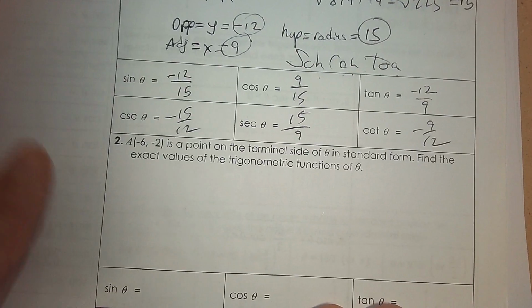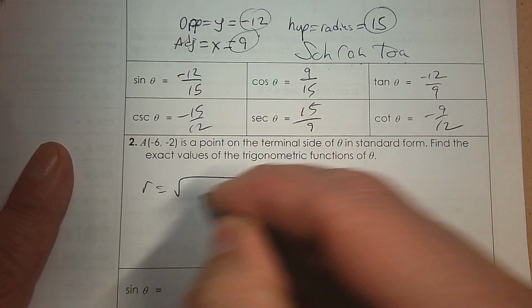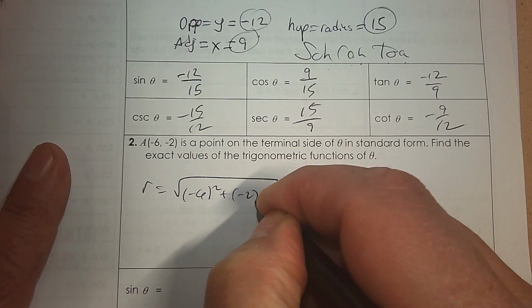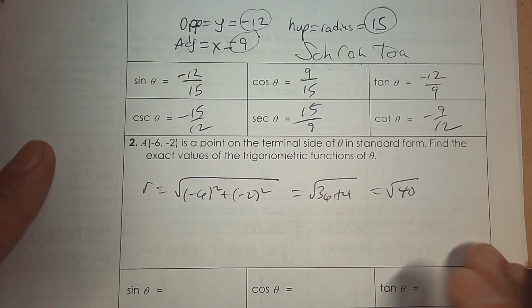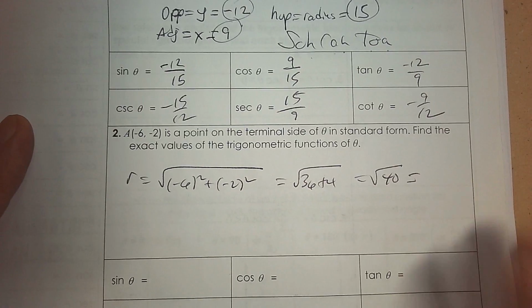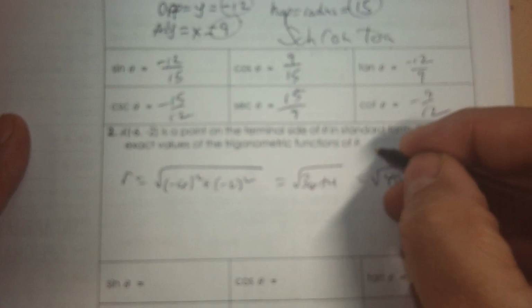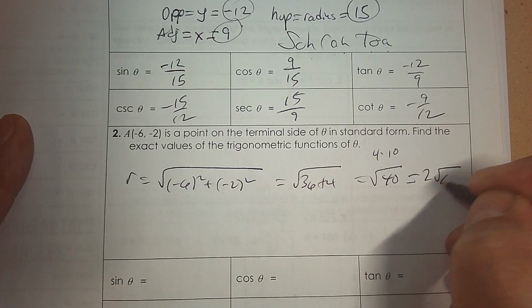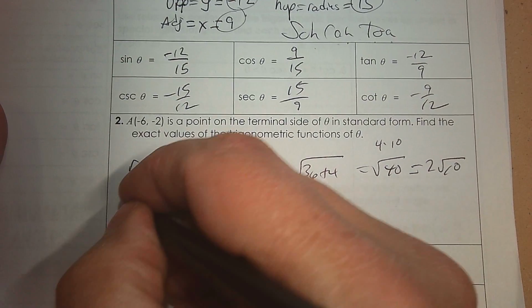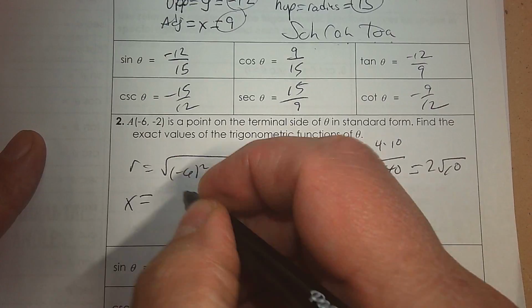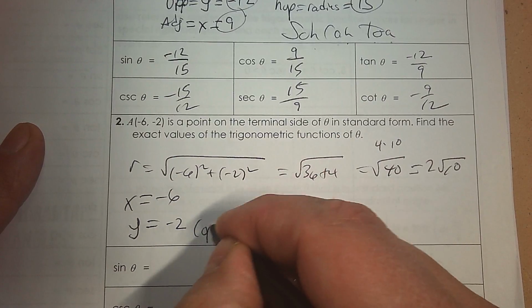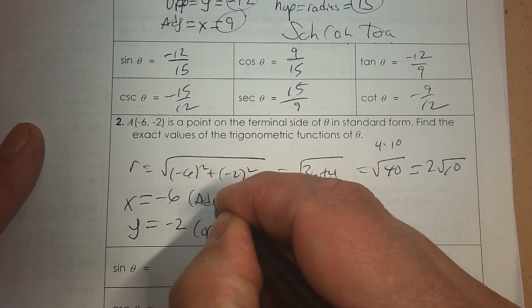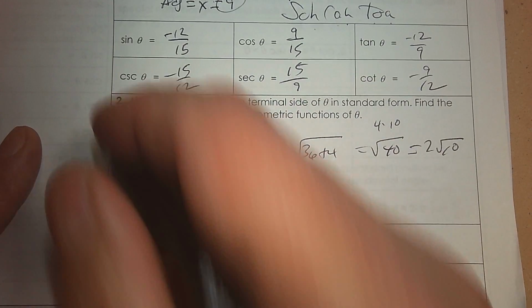Step 1 is to find the radius. That's negative 6 squared plus negative 2 squared, so that's 36 and 4, which is the square root of 40. I'm going to simplify that to make it easier. That's 4 times 10, so it's 2 root 10. That's the radius. The x coordinate is negative 6, and the y coordinate is negative 2. Remind yourself, this means opposite, this means adjacent, and this up here meant hypotenuse.